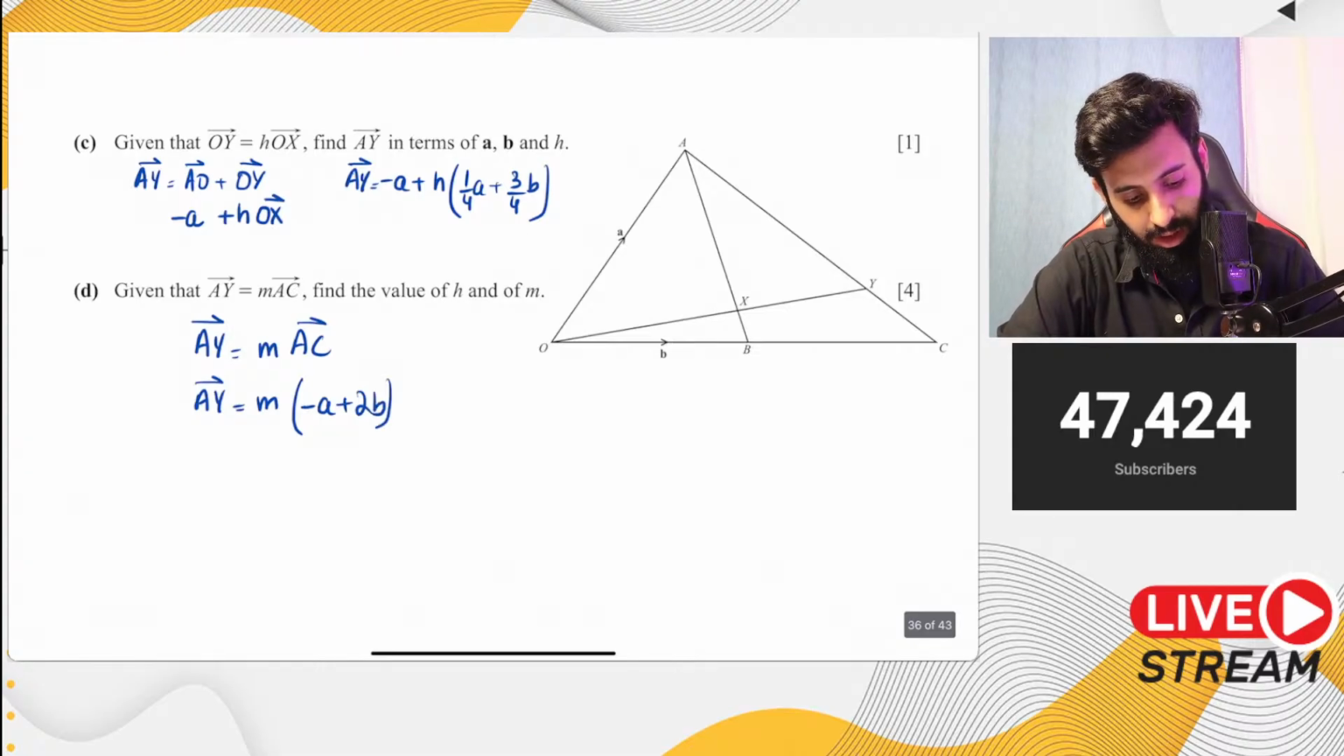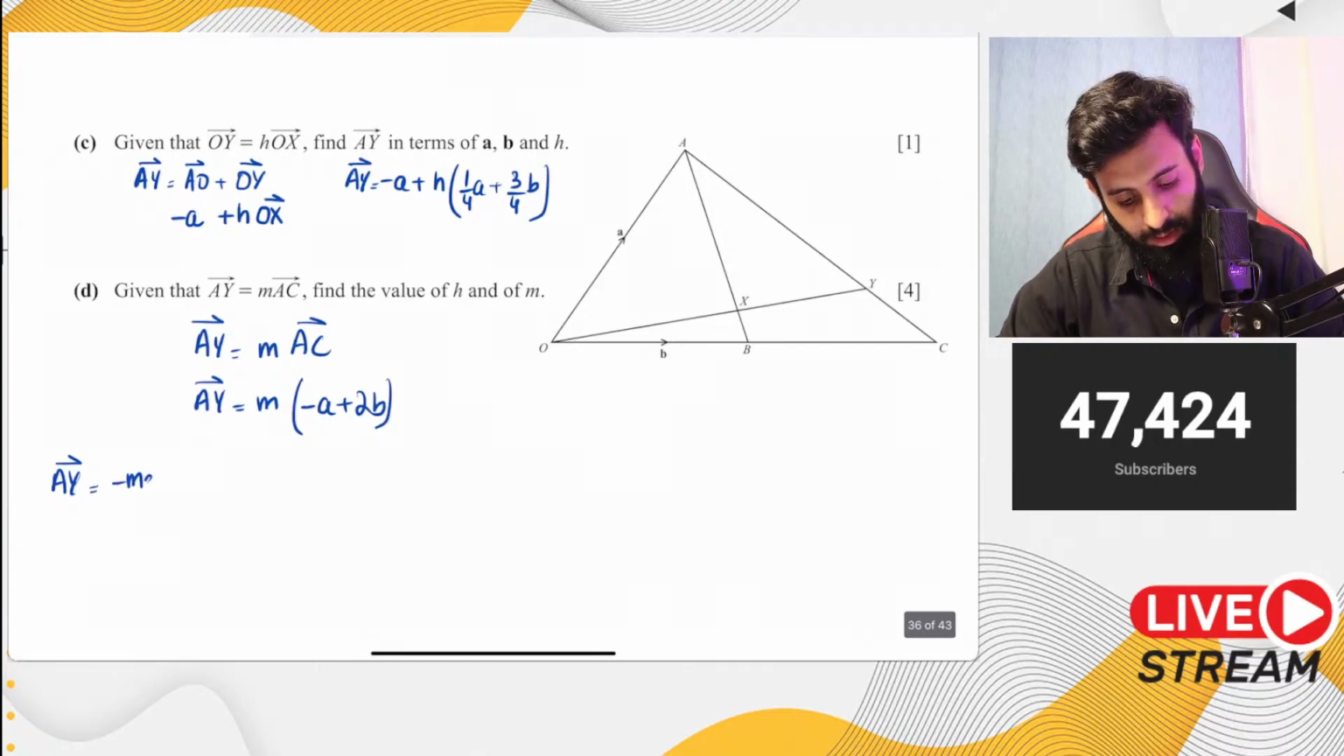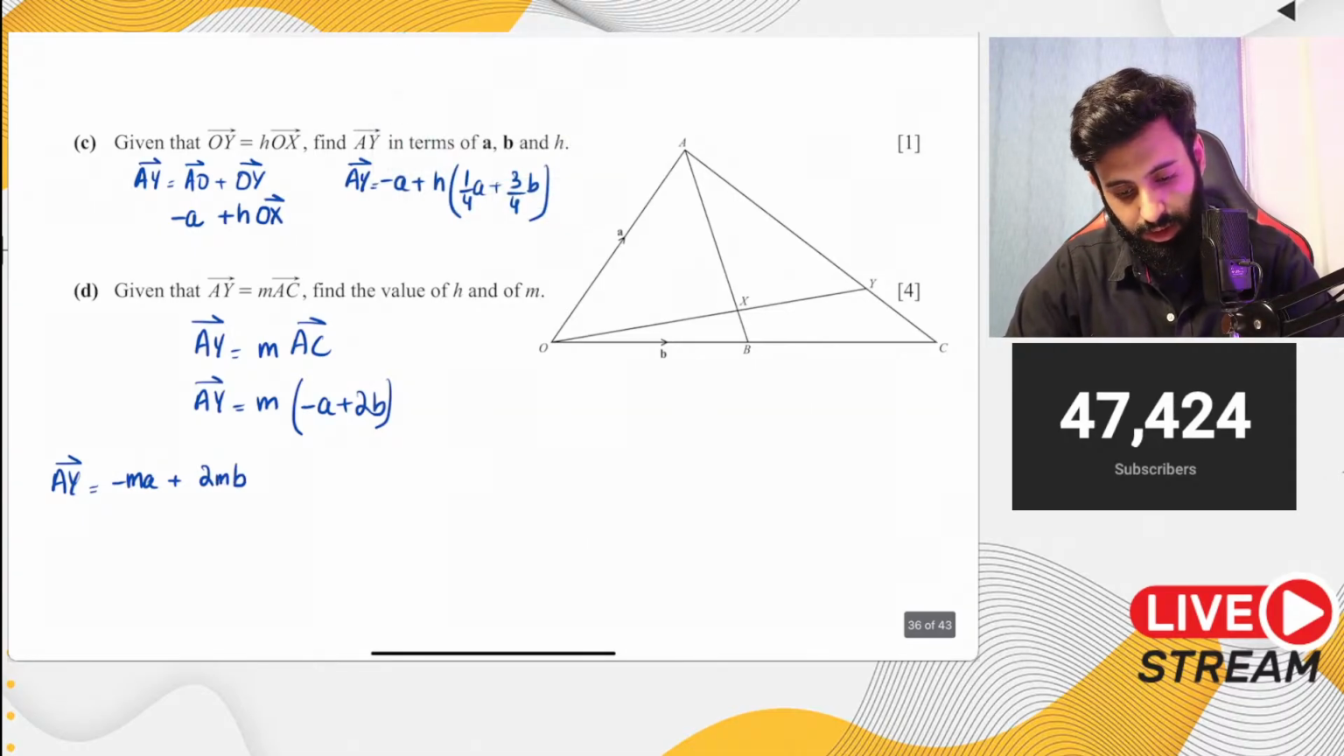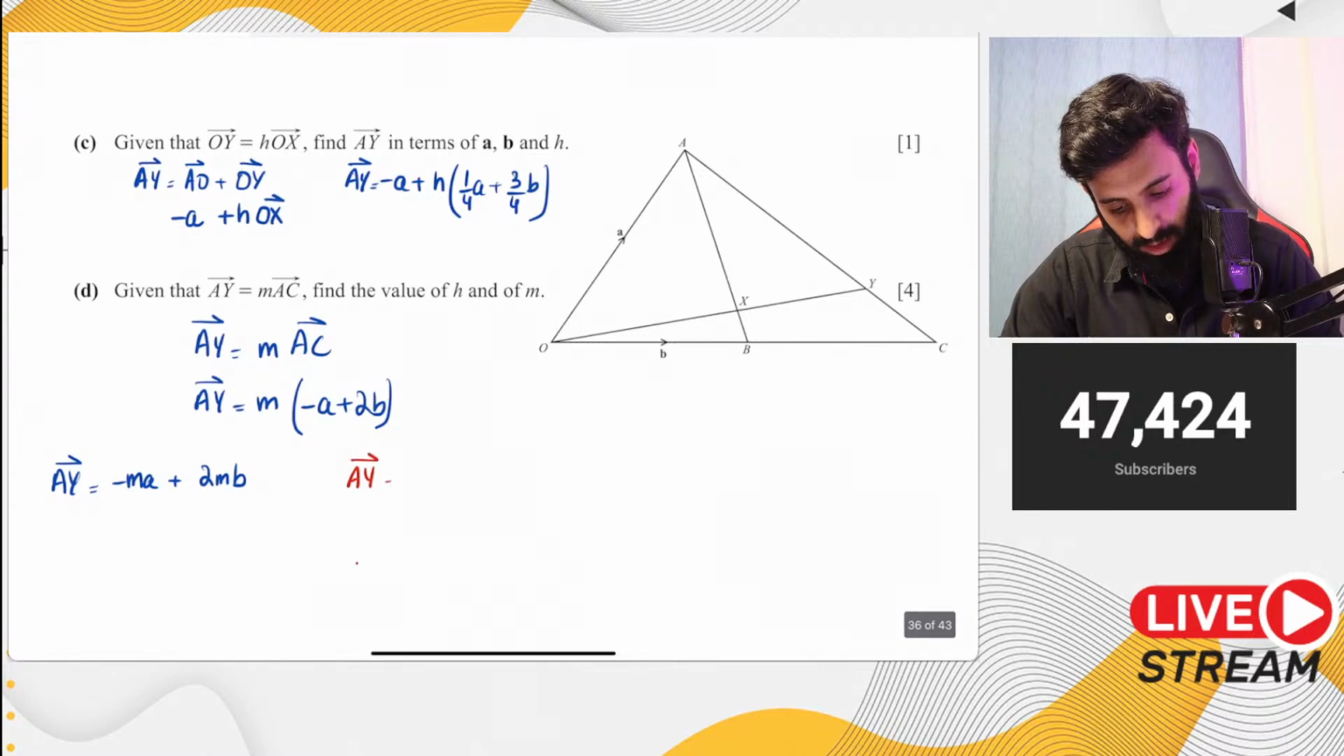Now here is one AY, which is going to be minus m times A plus 2 times mB. And we worked out another AY earlier, which is right here. In fact, let me write it down again nicely. It's going to be minus A plus 1/4 of hA plus 3/4 of hB.